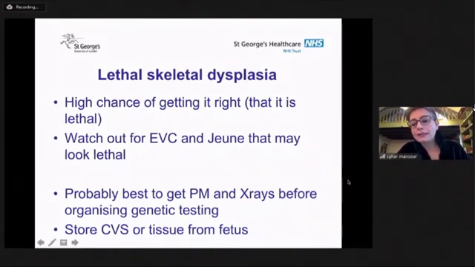It is always helpful to either get a post-mortem or x-rays if you possibly can before organising genetic testing, because if you think it's thanatophoric, it's a very cheap, easy, quick test. If it's one of the more rare lethal dysplasias, you'll probably need to do a whole exome sequencing. And whatever you do, please store either DNA from the chorionic villus sample or from the post-mortem. I know some of these are surgical terminations, so please try and store some tissue so that we have a chance of making a diagnosis in these babies for the sake of the parents.